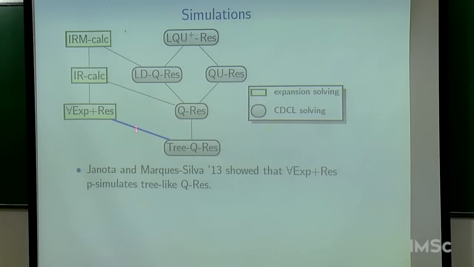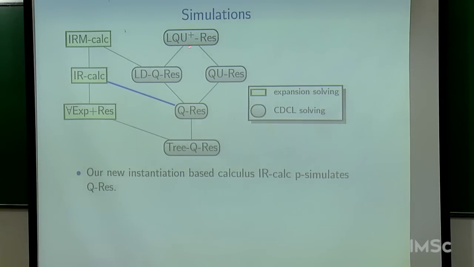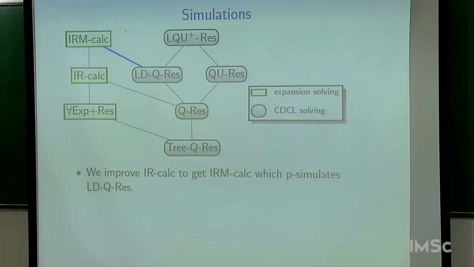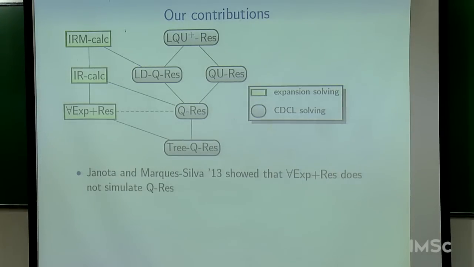So we know that the expansion calculus simulates a tree-like version of Q-resolution. And we also improve the expansion calculus to simulate Q-resolution. And some of the stronger systems can simulate each other. However, between these two calculi, it was already shown that the expansion calculus cannot simulate, yes?